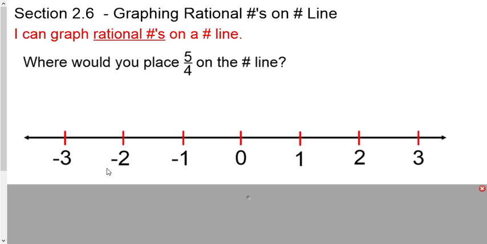Let's be realistic about today's lesson. Graphing rational numbers on a number line, you're looking at a lot of different numbers that you've not necessarily worked with before. And so placing them on a number line can be a little tricky at the beginning. So I'm going to give you a variety of strategies, and it's your job to learn which strategy is best for you. Where would you place 5/4 on this number line?